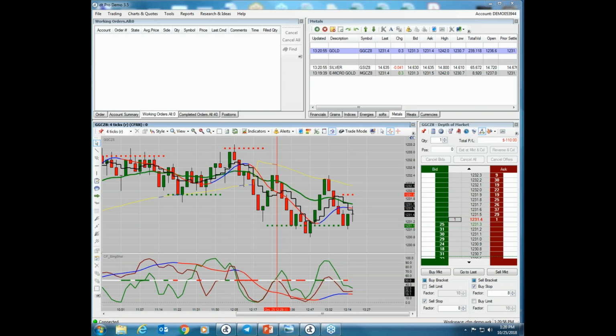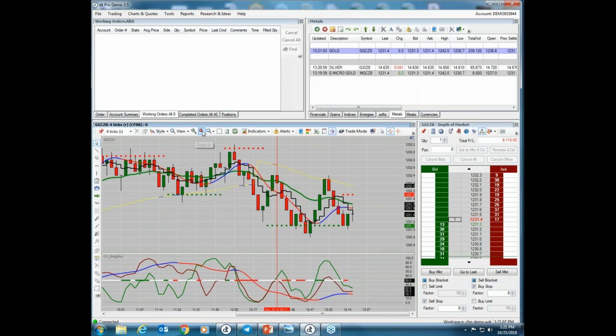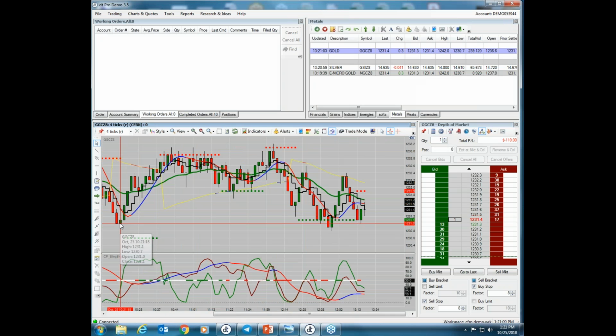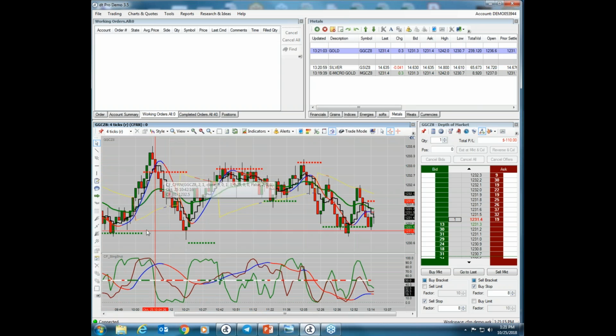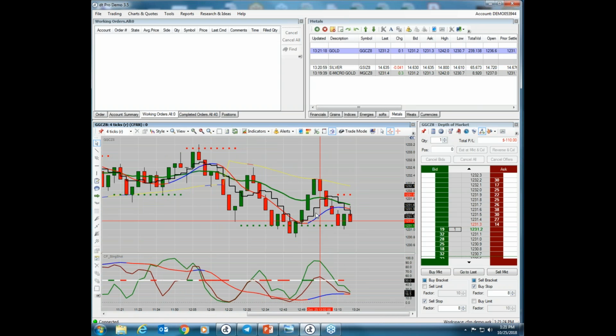The other thing, as I said earlier, get in the habit of zooming out. Look, I did one click of a button, and look, there's some pretty big support over here too. Look at the action off of that. So right now, gold is, look at this. It's even bigger sideways chop. So again, this picture was pretty easy and obvious.